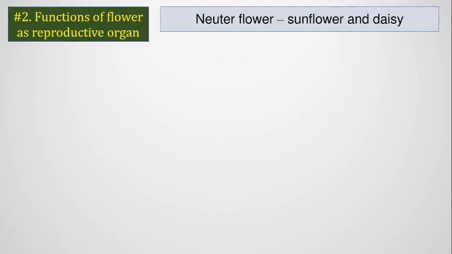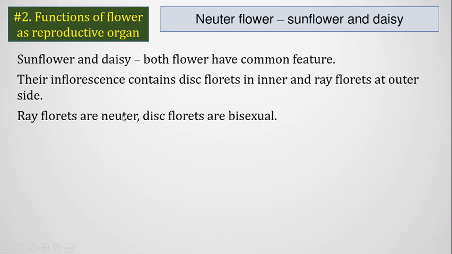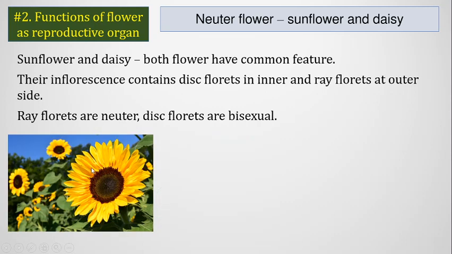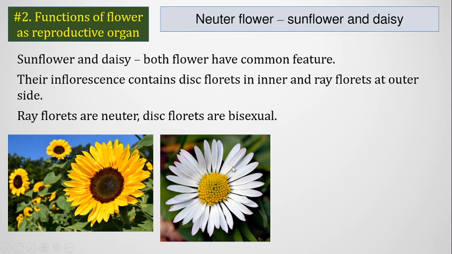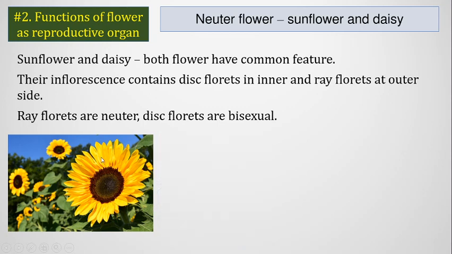And as an example of a neuter flower, we can talk about sunflower and daisy. So sunflower and daisy have common features. The left one is sunflower and the right one is daisy flower. These flowers have a lot of resemblance in their shape and construction. Actually, this is not a single flower. That is actually the inflorescence of the sunflower.